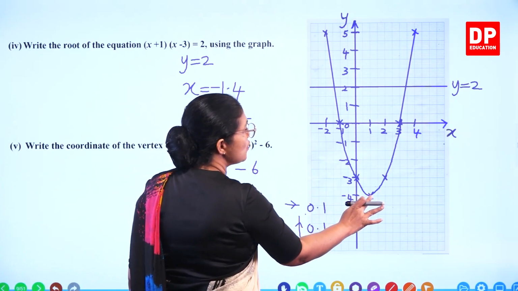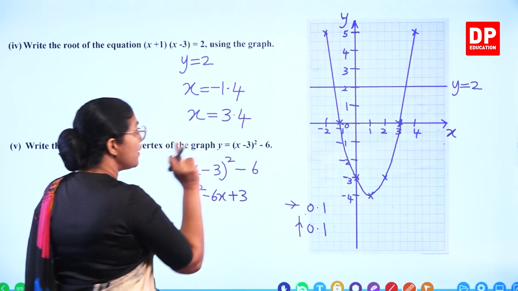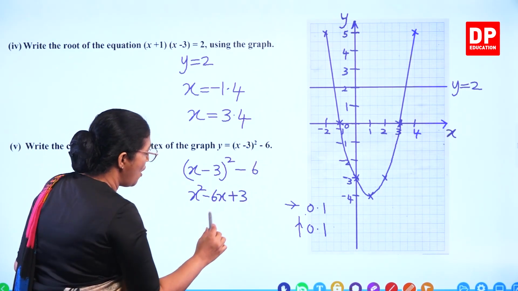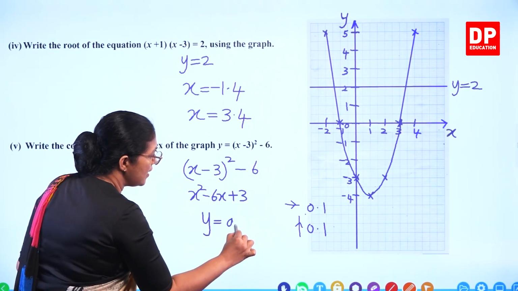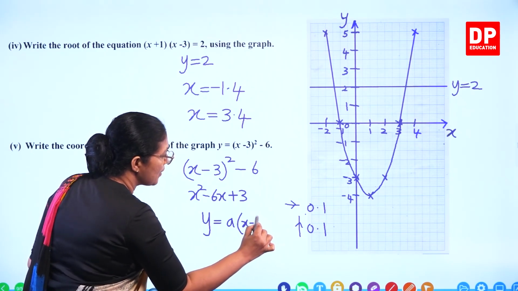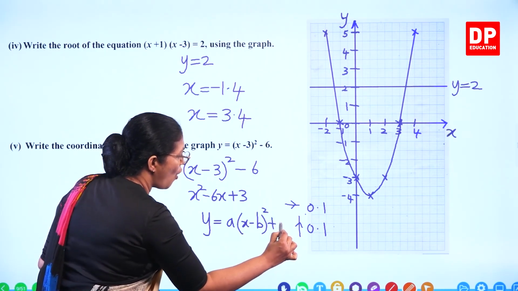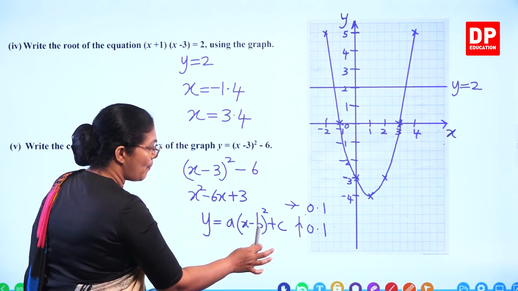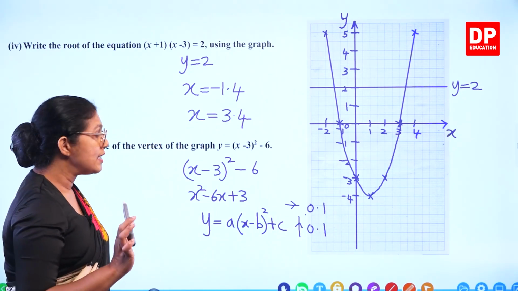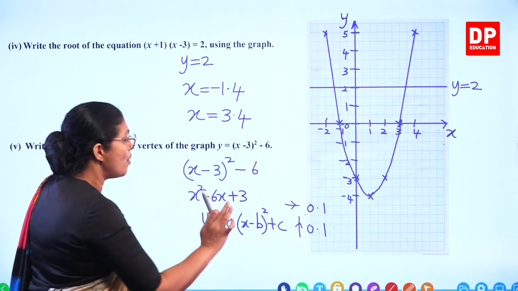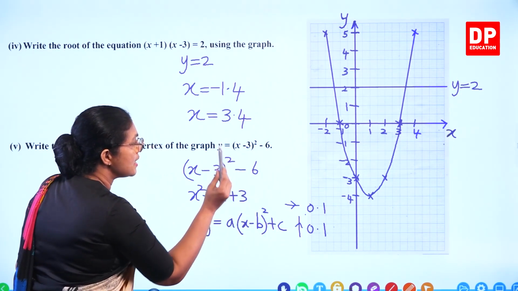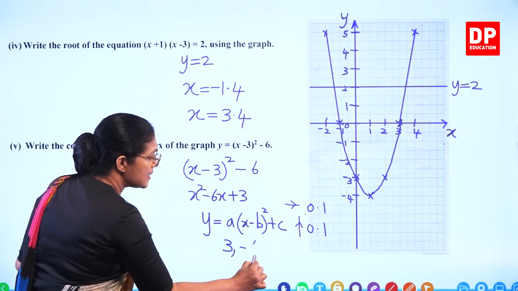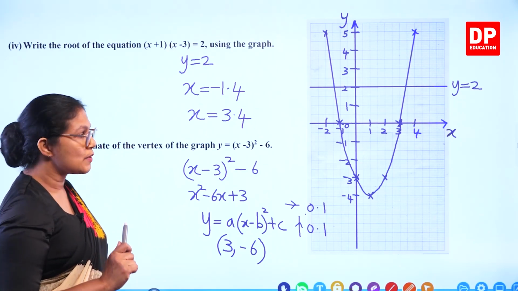So don't refer to this vertex point. That's wrong. So for this graph, what is the vertex point? You have to refer to this one. When the graph is in this form, (x minus b) whole thing squared plus c, we can say b is the x coordinate of the vertex point and c is the y coordinate of the vertex point. So referring to that, what is the vertex point? According to this one, we can say 3, minus 6. So that's the vertex point of this graph.